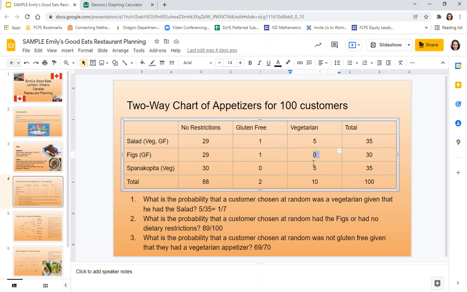So then once I have those, then I total across. So for the salad, there were 29 plus 1 plus 5 customers eating salad, which gave me a total of 35. We'll come back and talk about the probabilities later because I know for your worksheets you're creating the charts first.